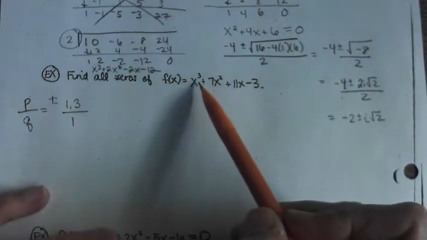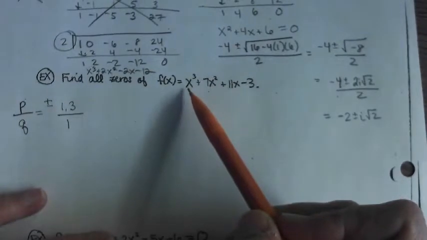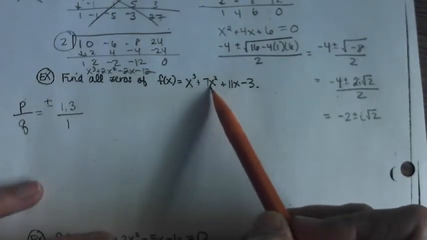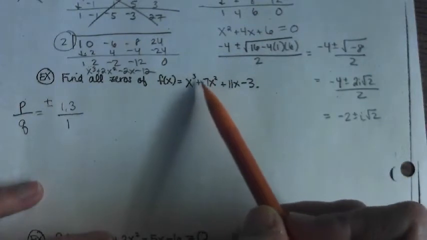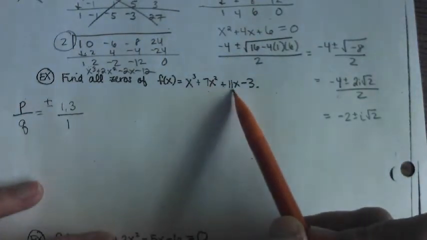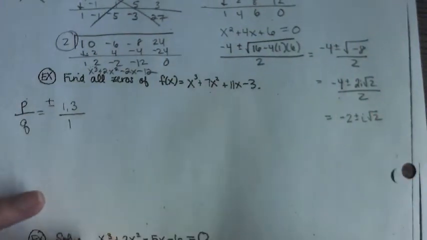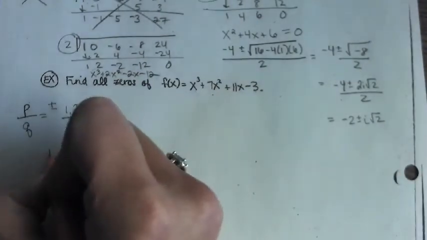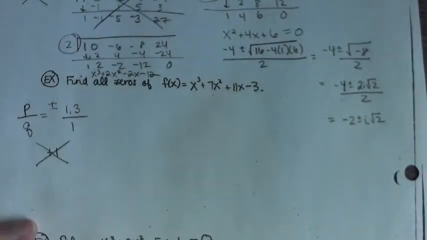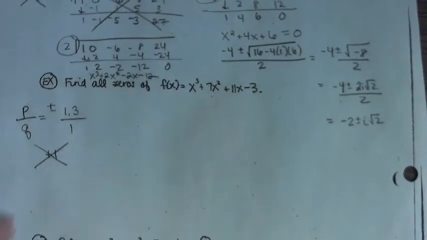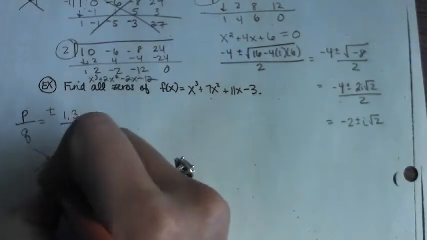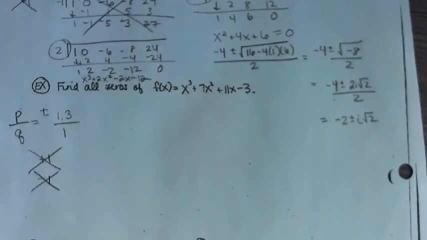I could do 1 in my head, without synthetic. 1 cubed plus 7 times 1 squared is going to give me 8. 8 plus 11 is 19. 19 minus 3, so does positive 1 work? No. I could also test negative 1. Just doing f of negative 1, I get negative 1 plus 7 gives me 6. 6 minus 11 gives me negative 5 minus 3. Does negative 1 work? No.